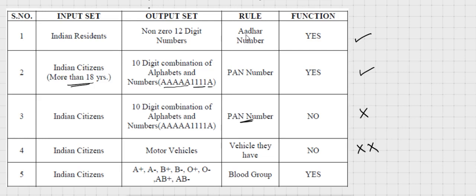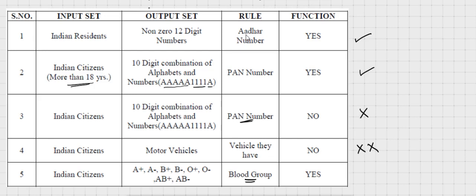Now again the input set is Indian citizens. The output set is these quantities. It's very clear, these are the blood groups. I am just defining a rule, blood group of an individual. This is the rule I am defining. Okay, now this is a function.